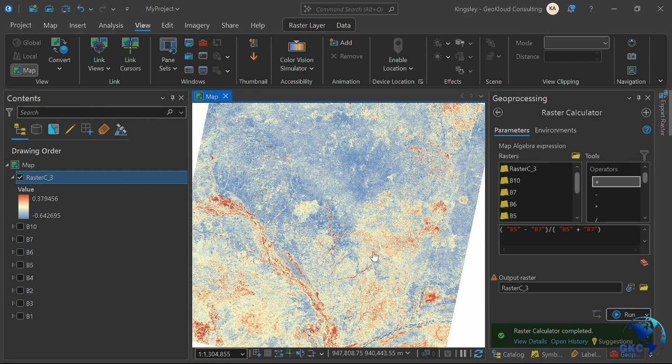The analysis that we've just done can be used to map out wildfire severity and burn scar in any area of interest. Hope I've been able to assist you to do the analysis you're trying to do.